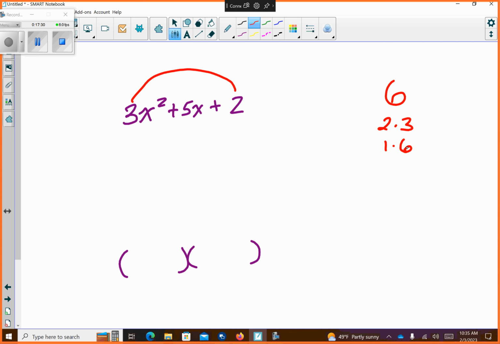One of those two methods. So now I need to look at one of those two methods. Which of those two methods add up to 5? Does 2 plus 3 give me 5, or does 1 plus 6 give me 5? 2 plus 3. This is going to give me 5. So you do it this way.